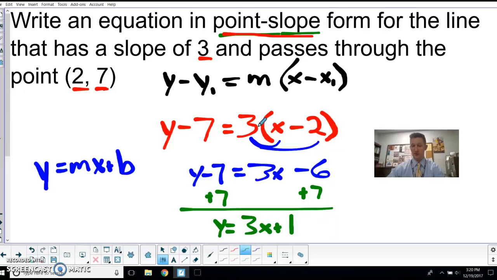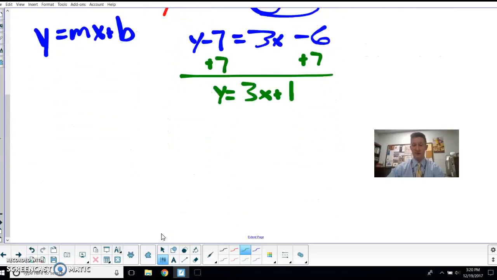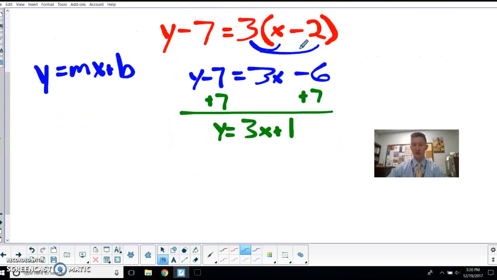Okay, so point slope form here, slope intercept form here. Now, if I wanted something in standard form, where x and y are on the same side, well, then it's just a matter of taking either of these formats and manipulating a little bit. So I'll take what's in green, keep going from there.